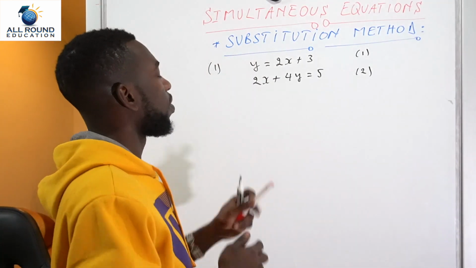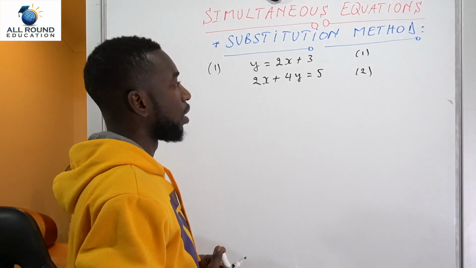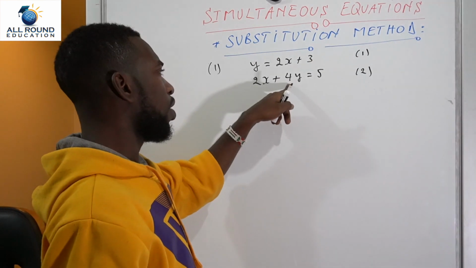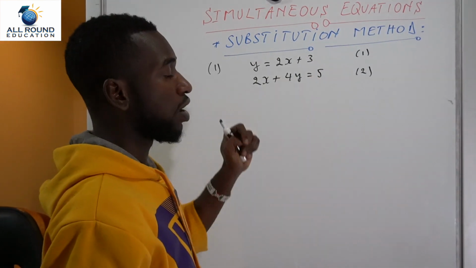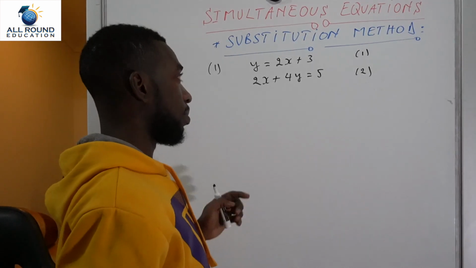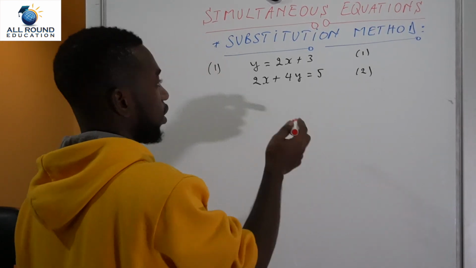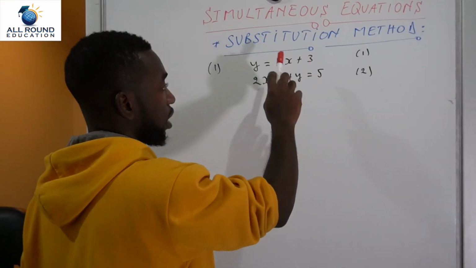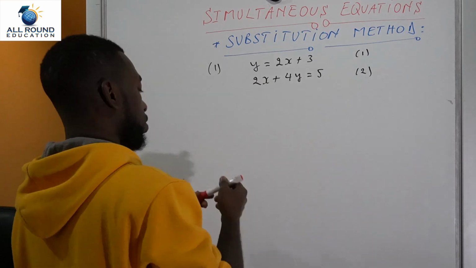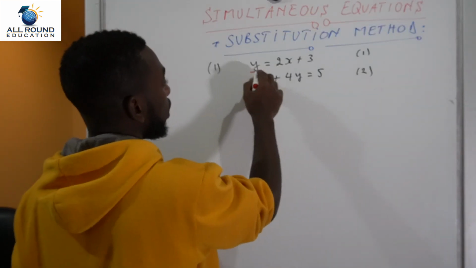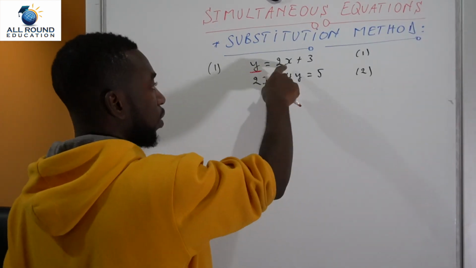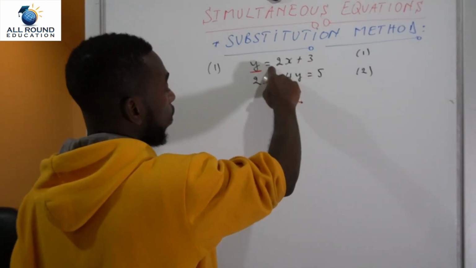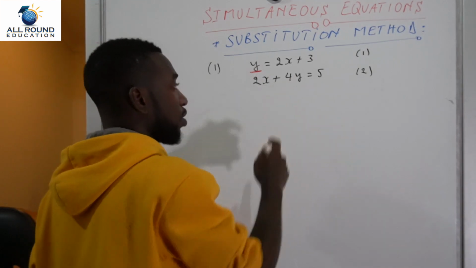Now in this example, we have got y equals 2x plus 3, right? So that's our first equation, and the second equation is 2x plus 4y equals 5, right? That's our second equation. Now, as I mentioned, in this method, we are trying to isolate one of the variables and substitute its expression in the other equation, right? So here we have got y already isolated, so y equals 2x plus 3. Now, the next step is to take the expression of y and substitute it into the second equation, right?